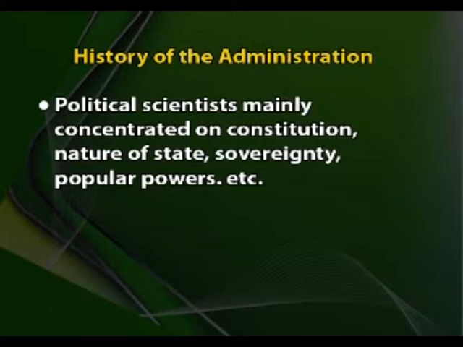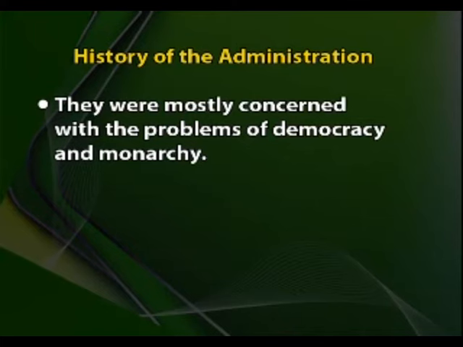He says, public administration is the latest fruit of the political science tree. This is the latest fruit, meaning public administration depends upon each and everything for the political system and the government. Political scientists mainly concentrated on constitution, nature of state, sovereignty, popular powers, etc., but not on the administration. They were mostly concerned with the problems of democracy and monarchy.